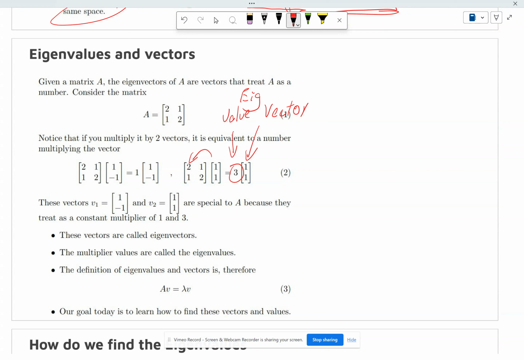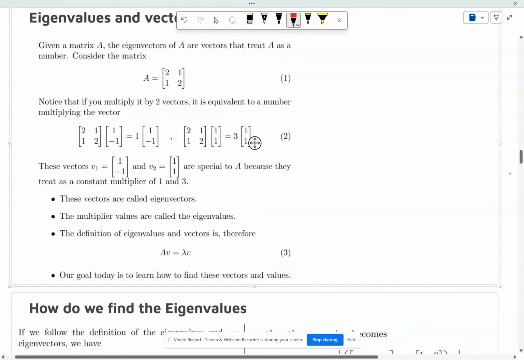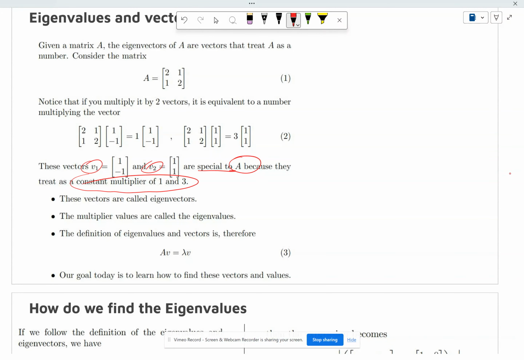So the eigenvalue and eigenvector, that's what these mean. V1, V2 are special to A because they treat A as a constant multiplier of either 1 or 3. So like I said, these vectors are called eigenvectors.